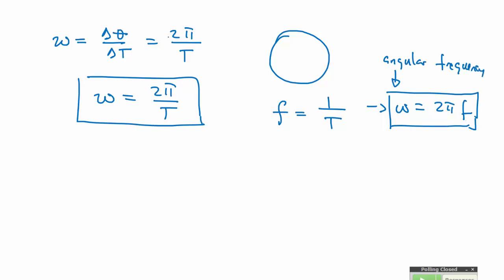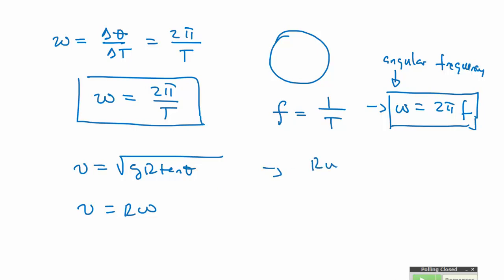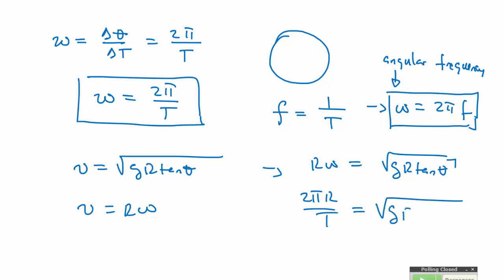If this is the case, we know that v is equal to the square root of what? Gr tan theta, and we also know that v is equal to r omega. This would mean that r omega is equal to what? The square root of gr, the tangent of theta. But what is omega? Omega is 2 pi over T, so this is just going to be 2 pi r divided by T equal to the square root of gr, the tangent of theta.